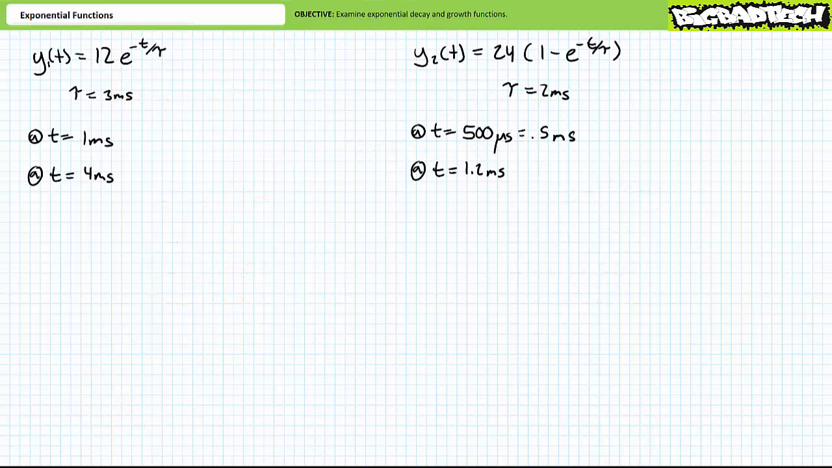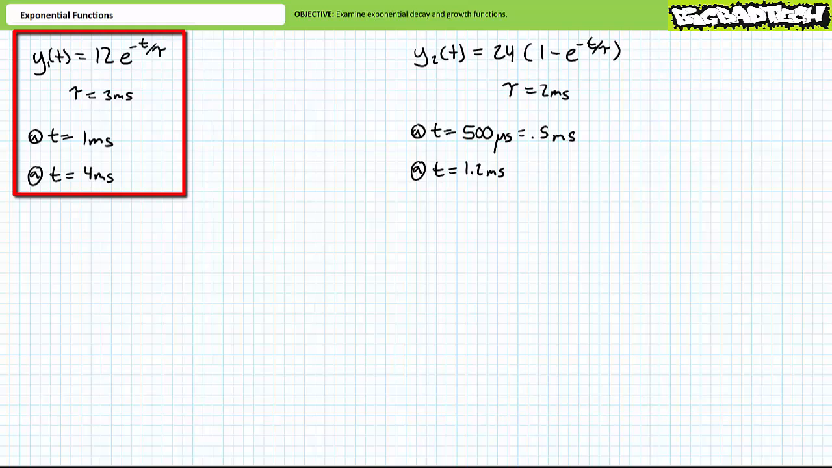Let's see if we can try these example problems on for size. Given the function y1 of t equals 12 times e to the negative t over tau, and tau is assumed to be 3 milliseconds. See if you can evaluate this expression at t equals 1 millisecond, and again at t equals 4 milliseconds.